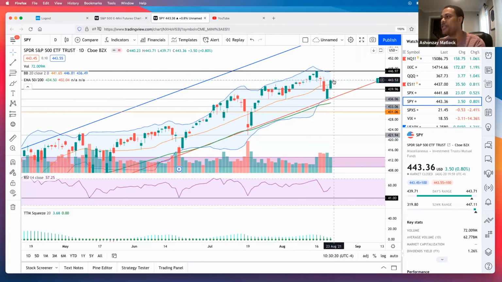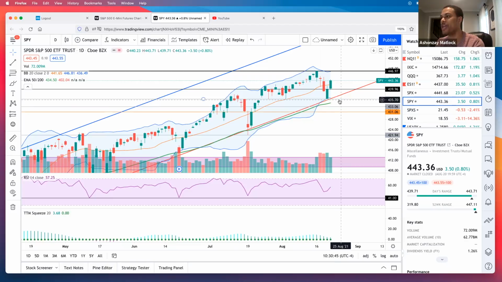So on Monday, Tuesday, do we have enough juice to push us back to the 447 to test the all-time highs again? If we cannot get through this 447, look for another breakdown, and we will probably come back to 440, because once again, this is just the channel that we've been trading in for a while. So we will look for 440 as support, as well as 435, 436 as support.